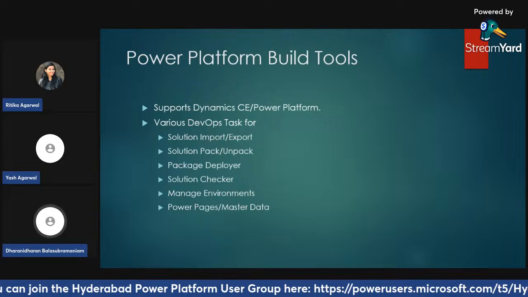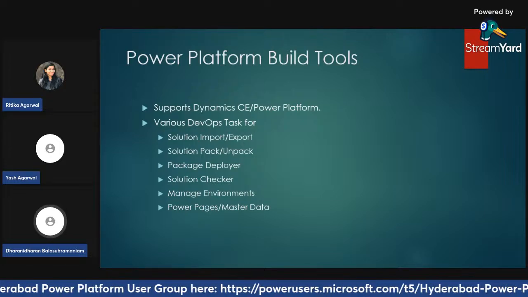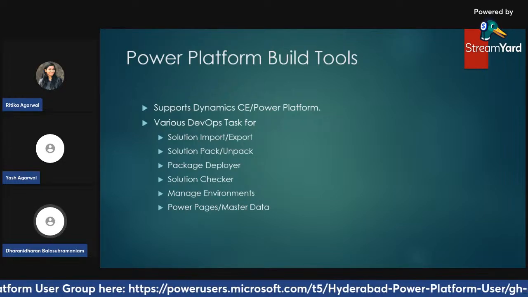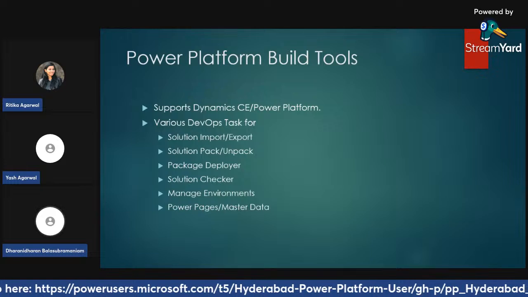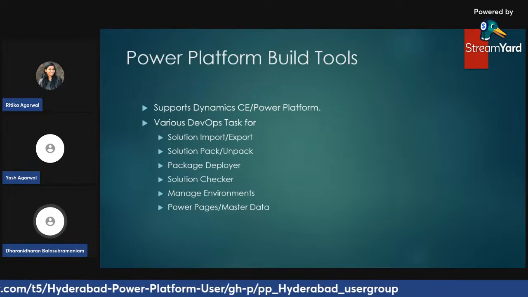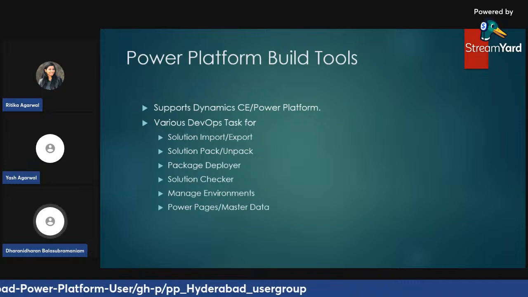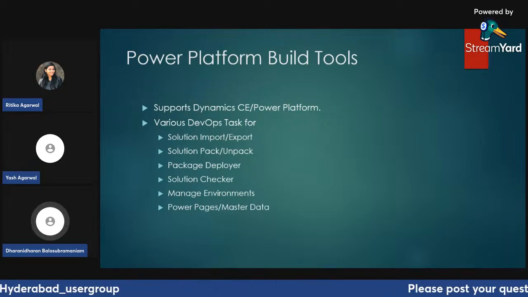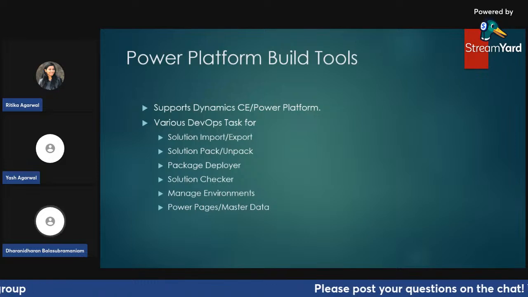Next, let's talk about the Power Platform Build Tools. These tools are really useful. Microsoft has built this tool, and if you want to leverage it, you need to install it in your Azure DevOps. Once you install this tool in your Azure DevOps, you get all these tasks in your CI/CD pipeline.